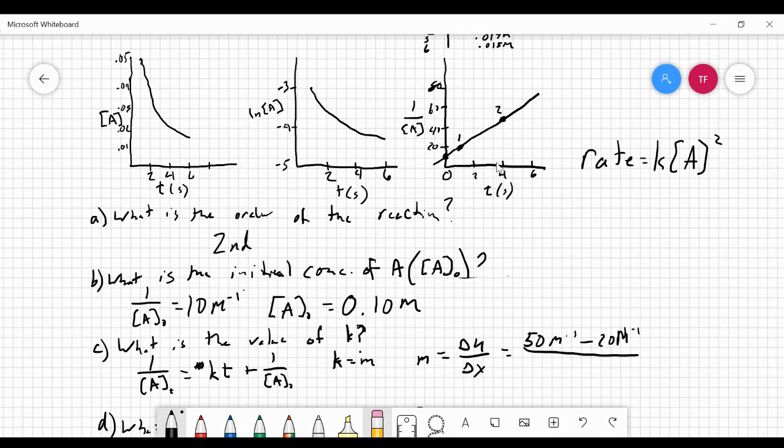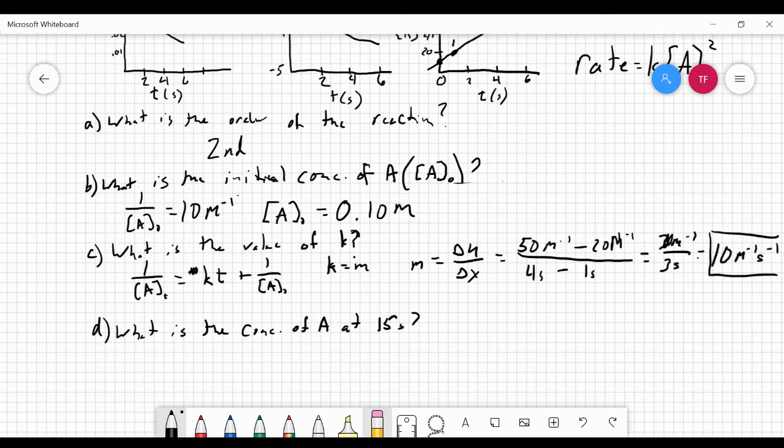And if we find the change in x, our second point, x value, is 4 seconds. And our first x value is 1, so 1 second. That gives us 30 molar inverse over 3 seconds. So the value of our slope and the value of our K is 10 inverse molar inverse seconds, because the slope of our inverse concentration graph is the value of K. So now we know the value of K.